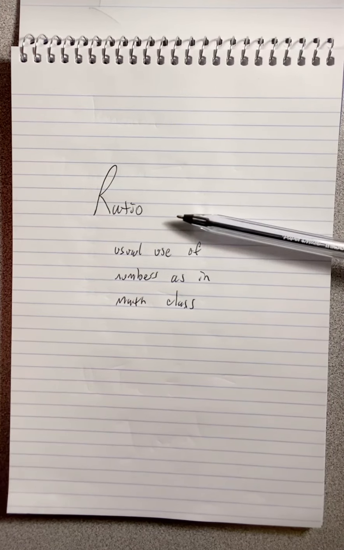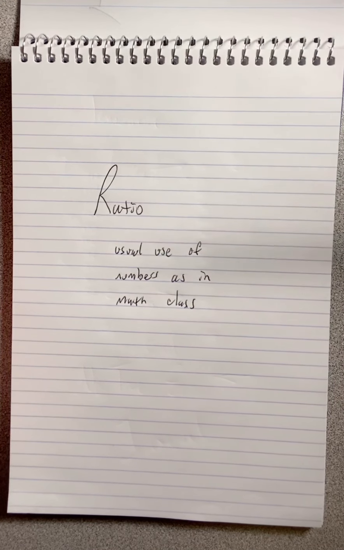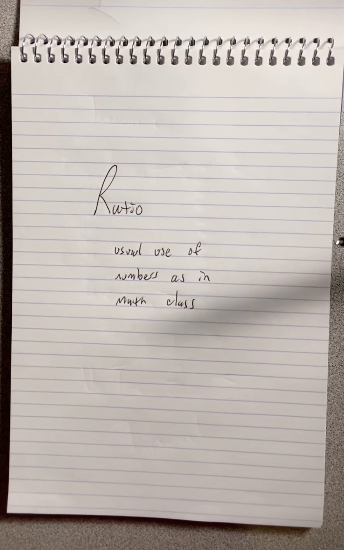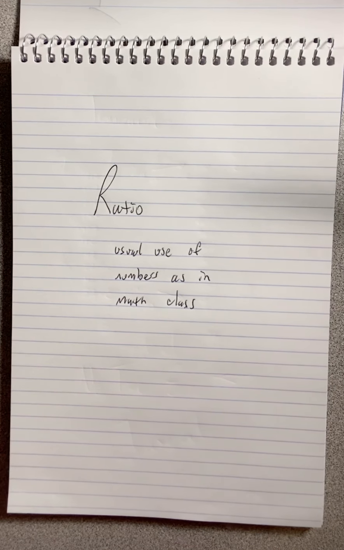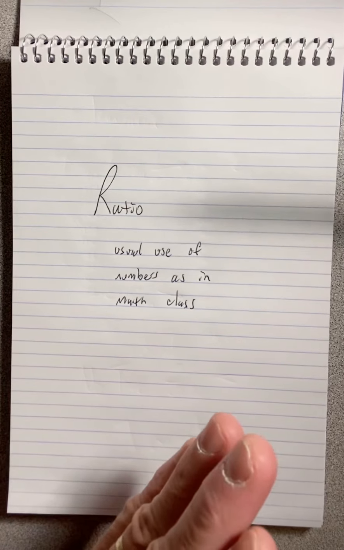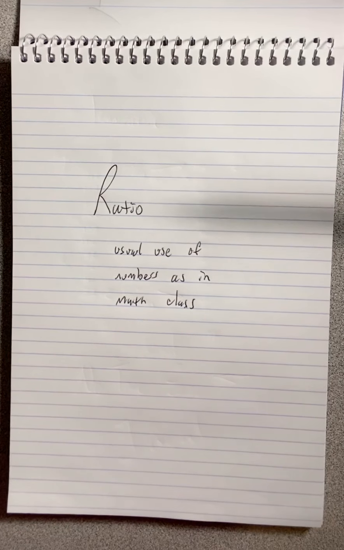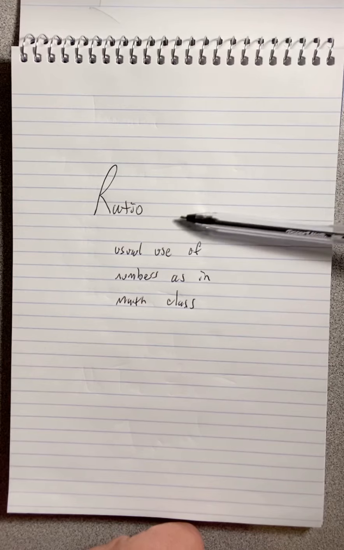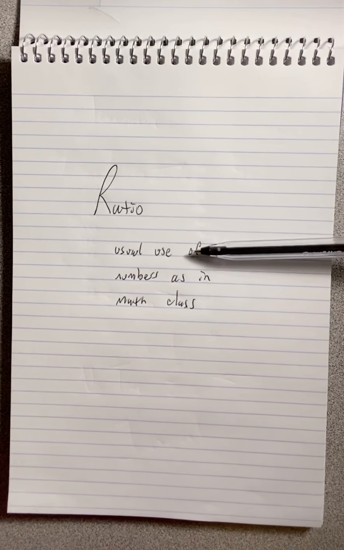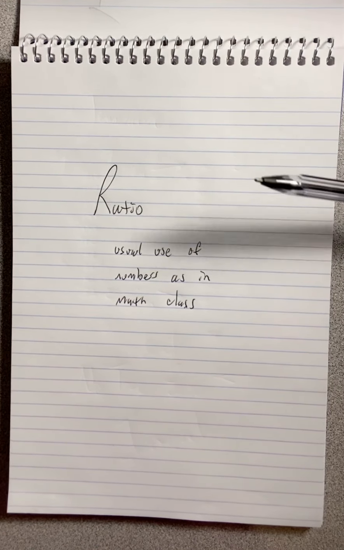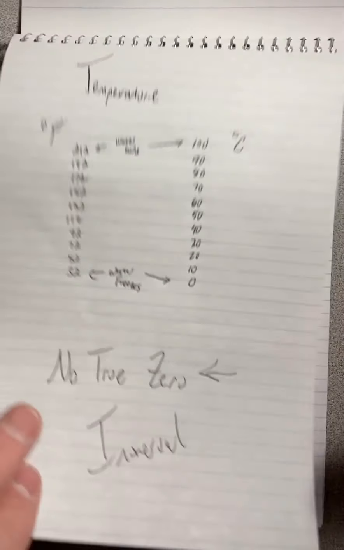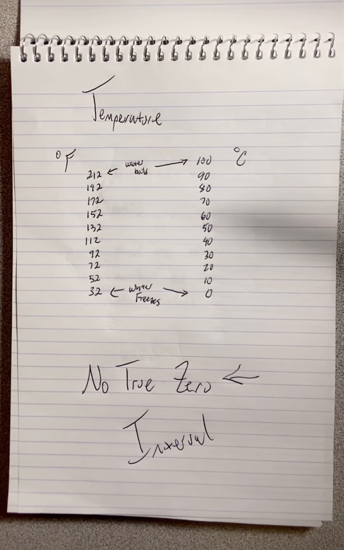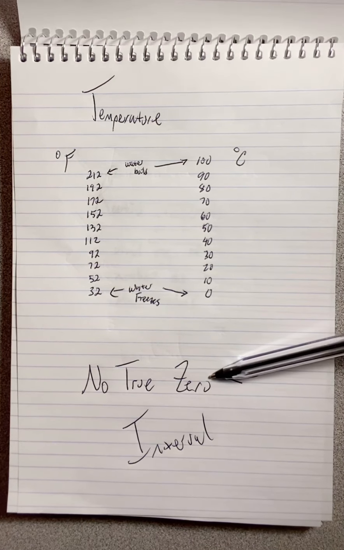And finally, there's ratio. That's the usual use of numbers as in math class. Most things are measured on a ratio level. If I'm counting the number of children families have in the household, that's ratio, even though it's discrete. 4 children is twice as many as 2. 0 children is 0 children. Or if I'm measuring lengths or weights or volumes, all that will be on a ratio level of measurement. So ratio is the normal level of measurement. Interval is a scale where division doesn't make sense and there's no true 0.